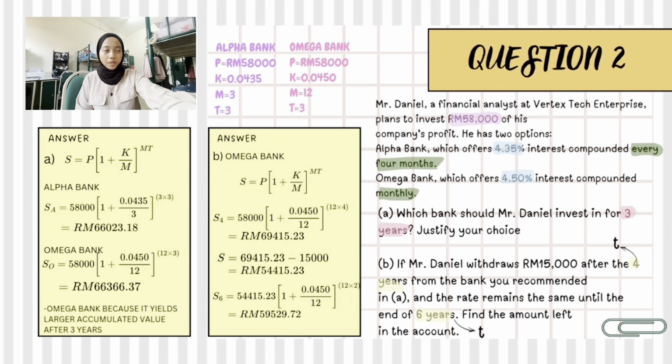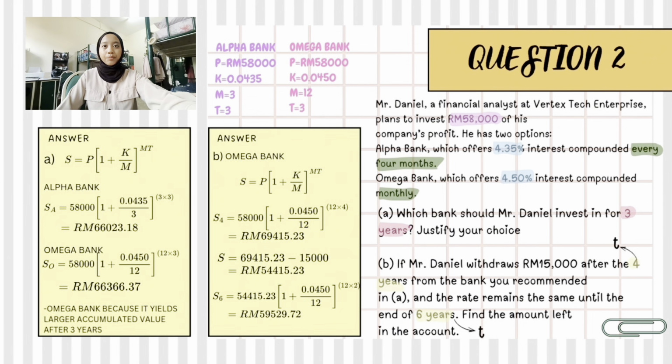Next, for question B, if Mr. Daniel withdraws 50,000 ringgit after the 4 years from the bank you recommended in A, and the rate remains the same until the end of 6 years, find the amount left in the account. For the answer, just like before, we choose Omega Bank as the bank that Mr. Daniel should invest in.